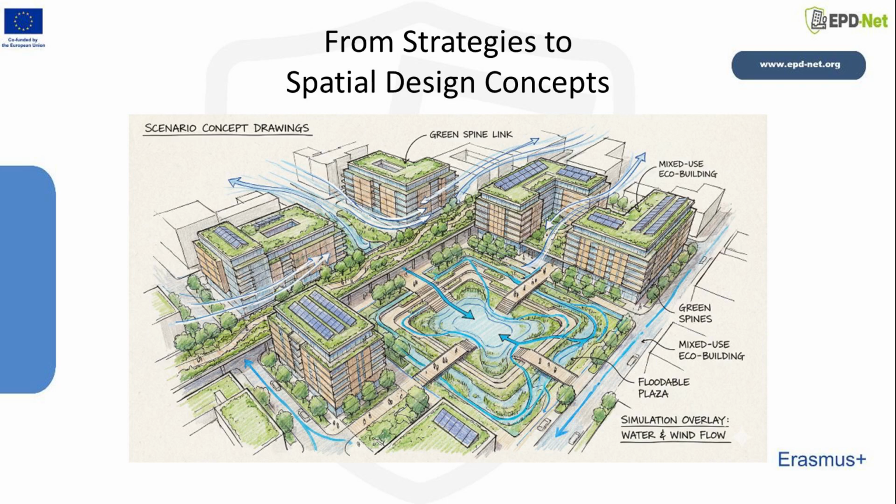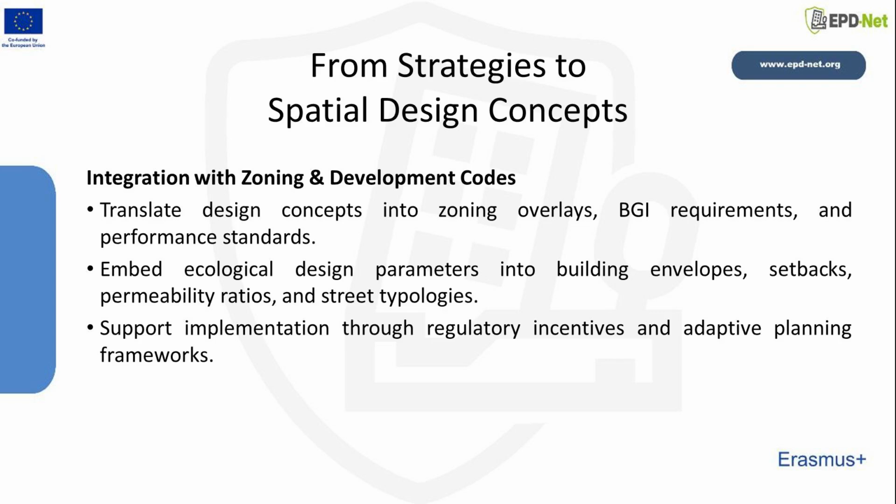Once ecological objectives have been defined and spatial strategies identified, the next step is translating these strategies into concrete spatial design concepts. This transformation is essential for making ecological planning actionable. Scenario concept drawings serve as a bridge between analytic frameworks and physical design. Green spines, for example, fuse ecological corridors with active mobility routes, supporting both biodiversity and low-carbon mobility.